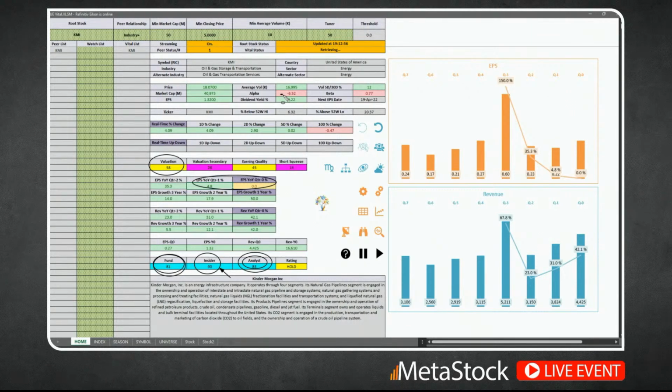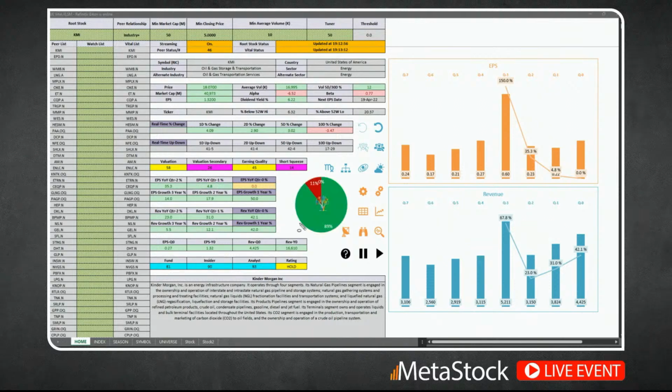And why did I choose this stock is this reason. 6.22% dividend yield. That itself is good enough. Oil and gas storage and transportation industry, see the industry strength. 89% of peer stocks went up today.